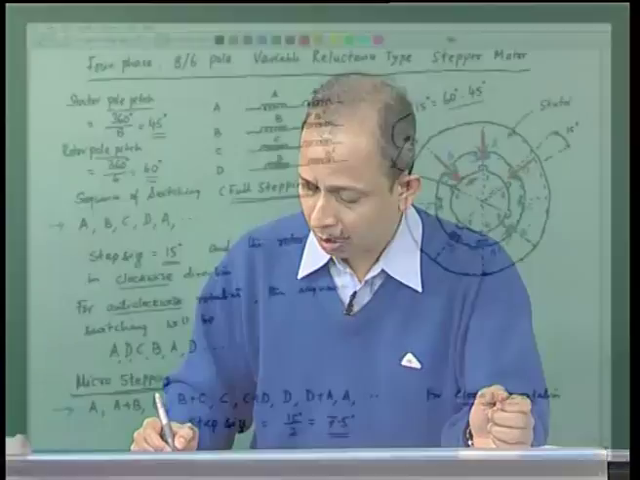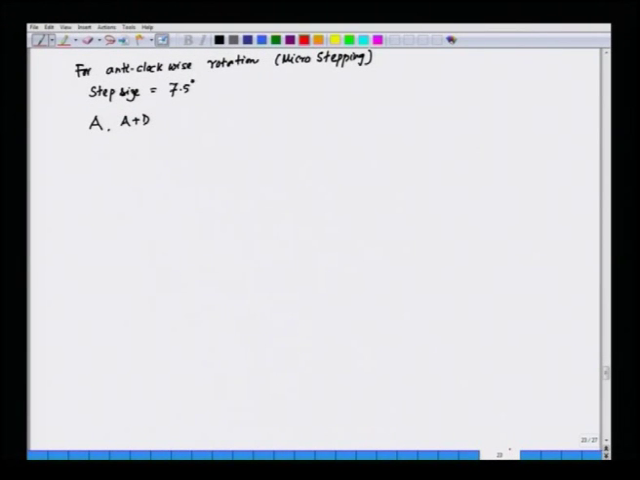So the sequence of the switching is A plus D, then D, and then D plus C, then C, then C plus B, then B, and then B plus A, then A, and so on. It continues. So this is called the microstepping.